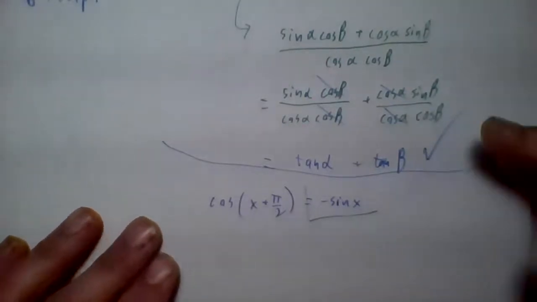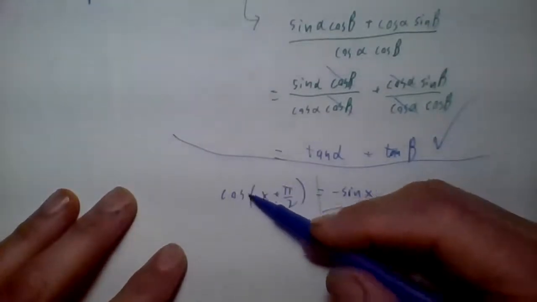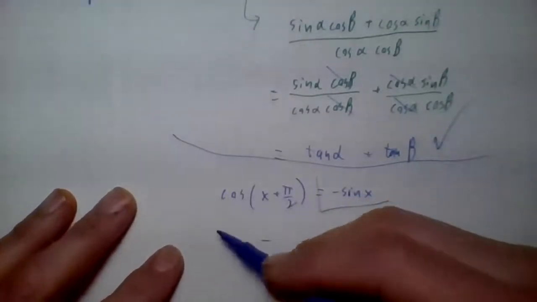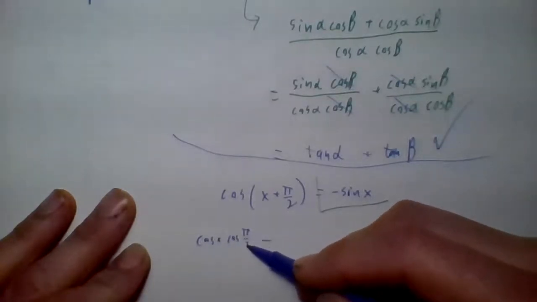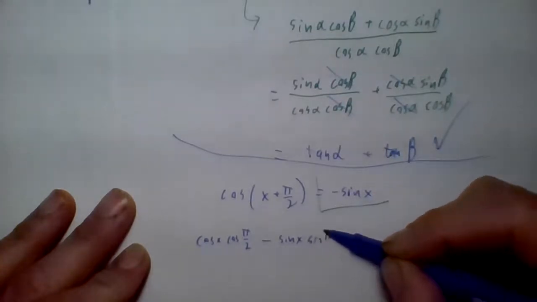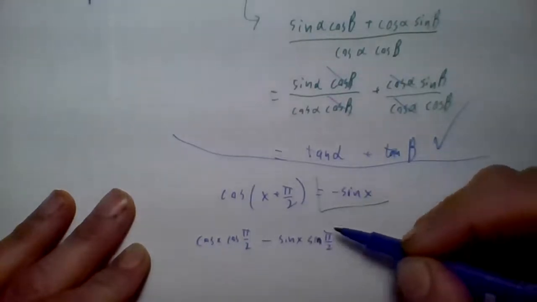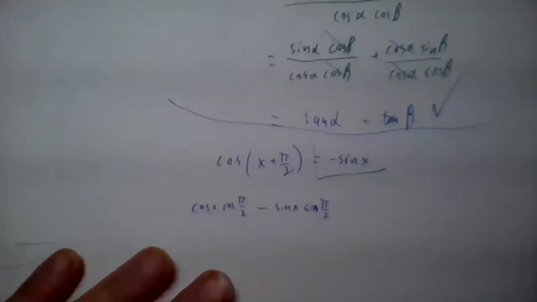This is the angle sum property for cosine, which ends up with a minus in there. It's cosine, cosine, minus sine, sine. So that's cosine x, cosine pi over 2, minus sine x, sine pi over 2. That's how you break down an angle sum using cosine.